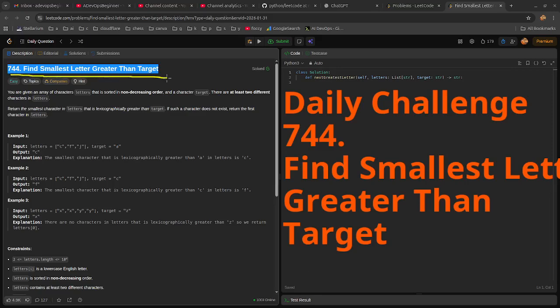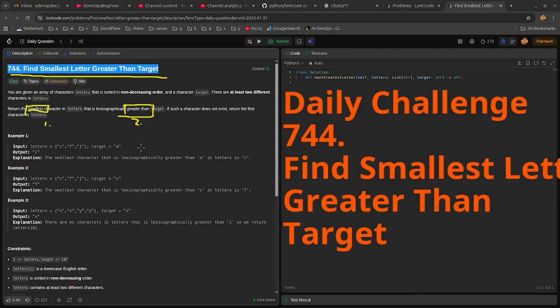Leetcode daily challenge. Question 744. Find the smallest letter greater than target. So this question asks to find out the smallest letter but greater than target. So these are the two key points we have to keep in mind. To find out the final answer, we have to check if it fulfills these two requirements.